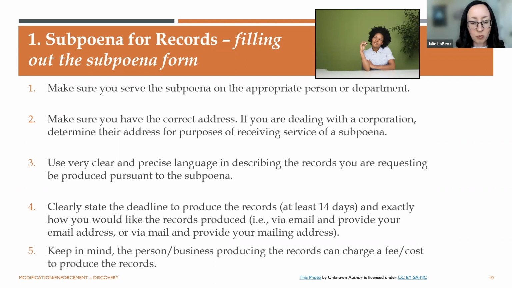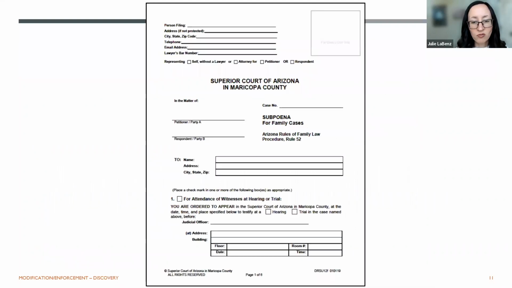And then keep in mind the person or the business that is producing the records pursuant to the subpoena can charge a fee or a cost to produce the records. So don't be surprised if you get a bill from them for the time or materials they spent in fulfilling the subpoena. So just keep that in mind. There could be an additional cost. Also, when you file the subpoena with the court to get it issued, there'll be a subpoena issuance fee as well. Here's what Maricopa County's standard form looks like for the subpoena.